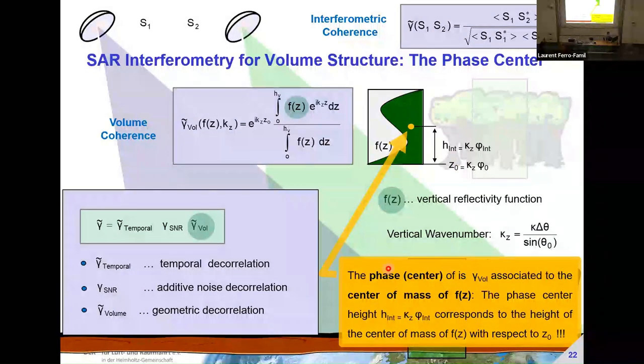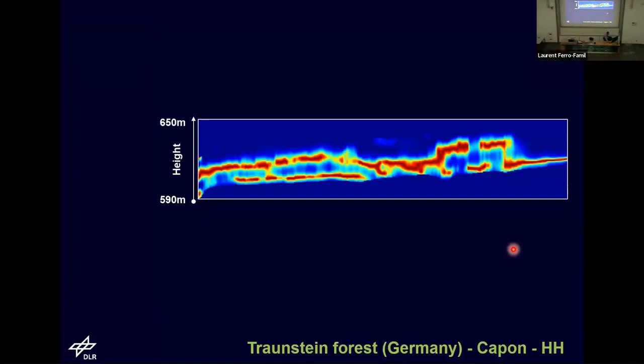Good, but if you see here now, coming back to the phase center, just to show you an example, the phase center, of course, depends on frequency. Now, this is a tomographic profile of a forest. Polarization is constant. Now, you can change frequency. So here, for instance, you have the ground. Here you have the top of the canopy or somewhere close to the top of the canopy. Depending on the stand, your scattering contribution might be located closer to the top or around the ground or between the top and the ground.